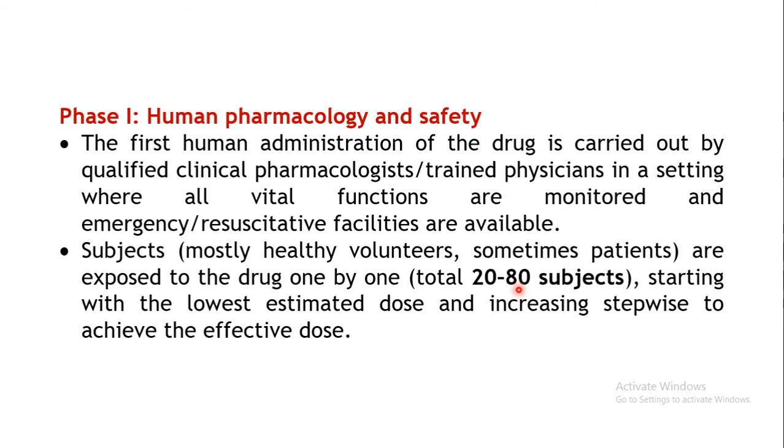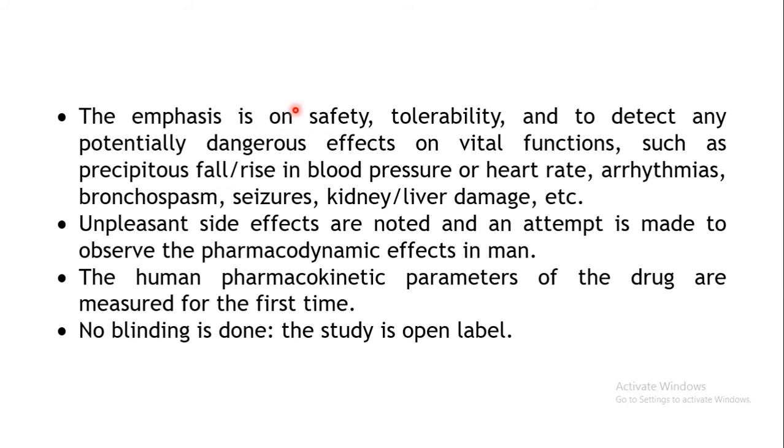Normal healthy individuals are involved, and the dose of drug you select should be the lowest estimated dose, and gradually the dose may be increased stepwise to find the dose which is effective. Basically, in this phase the emphasis is on the safety of the drug: how safe it is, how good the tolerability is, whether it is precipitating some kind of untoward effect, or what effects it shows on the vital functions.